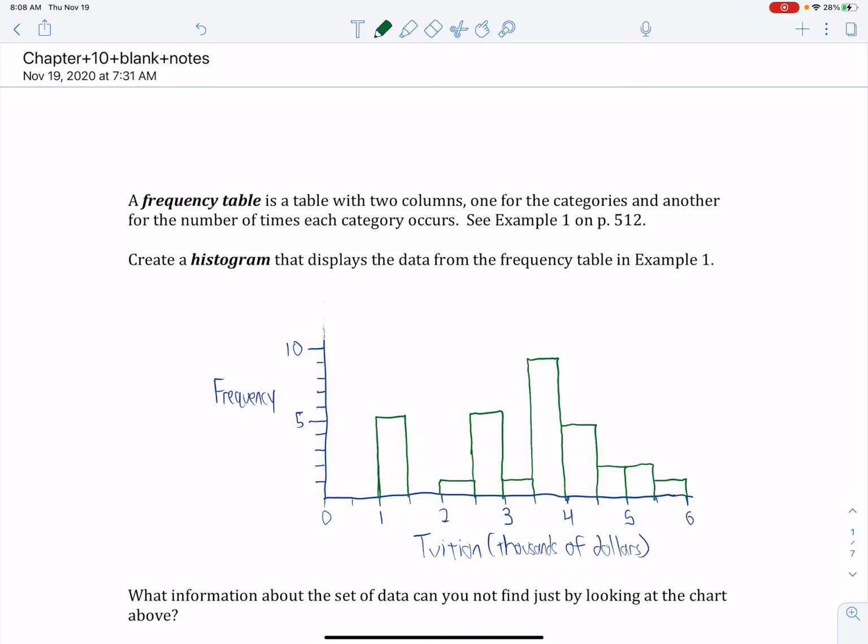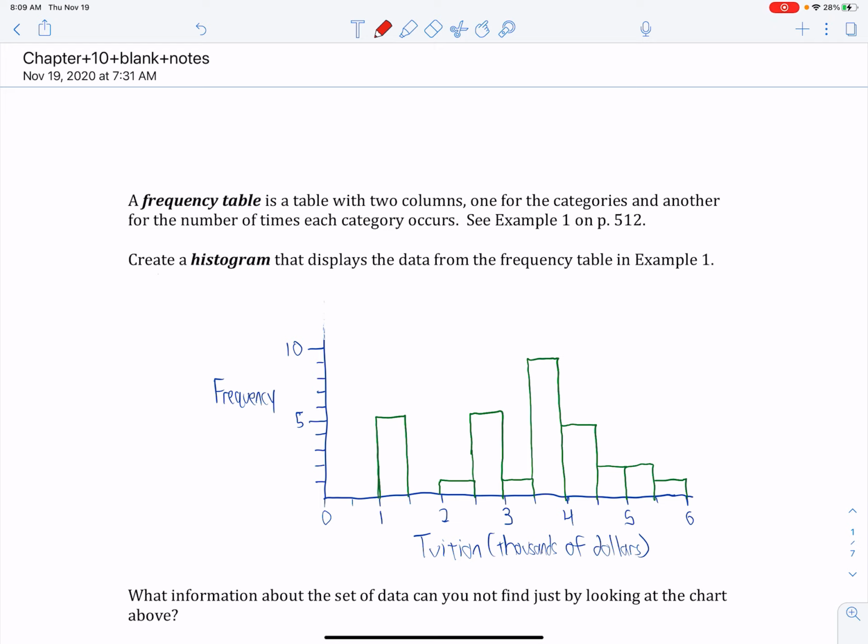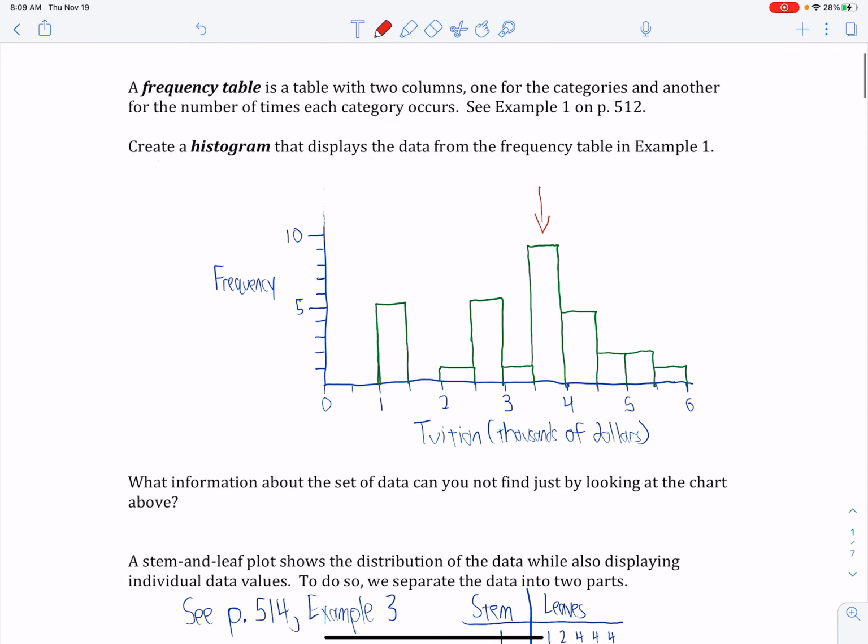Now, one thing we can't tell just by looking at this chart is what the individual data values are. We could if we go back and look in the book, but just by looking at the chart, for example, I know there are 9 different data values somewhere between 3.5 and 4, but I don't know what those were. I don't know if it's 3.5, 3.5, 3.5, or maybe it's 3.5, 3.9, 3.7, 3.6. I don't know what the exact individual data values are.